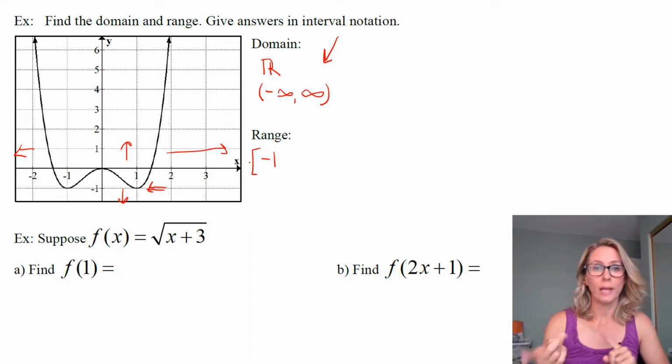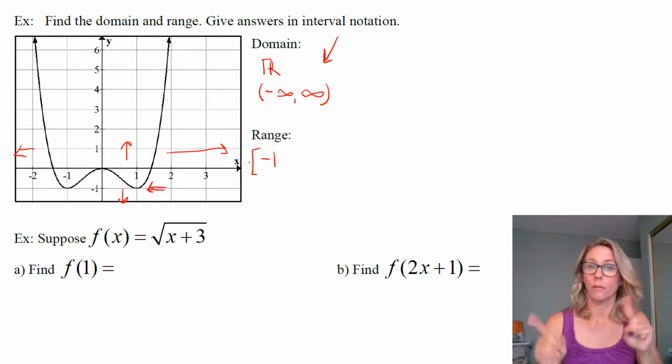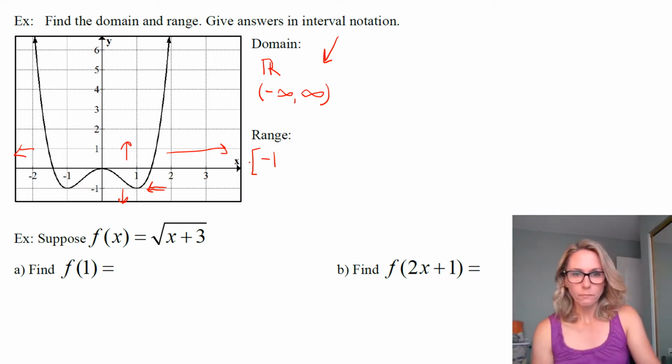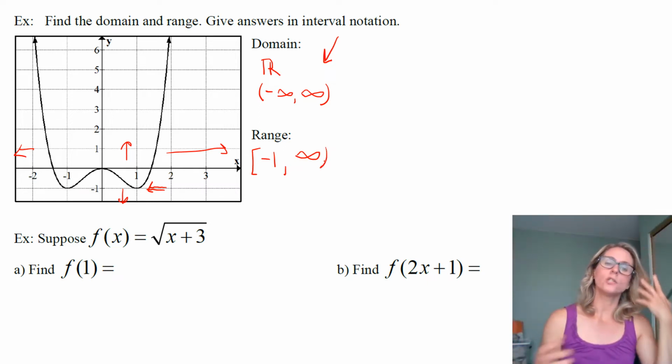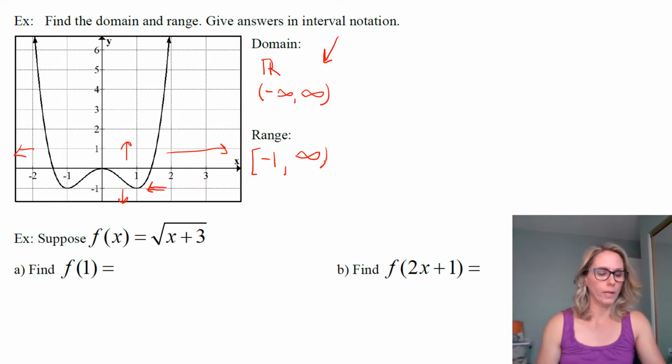Remember, we do not include -infinity, because they are not real numbers. You cannot say I have infinity shoes. That's not a thing. But it does go up, like I said, up, up, and up, using those arrows. So our range in this case is -1 to infinity.